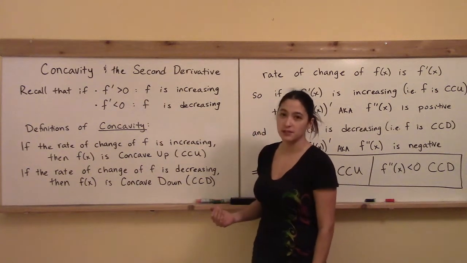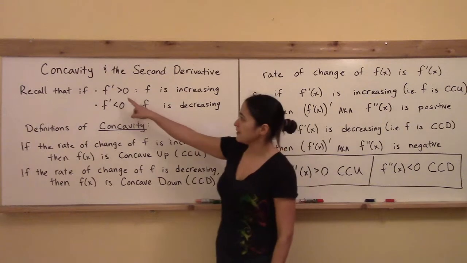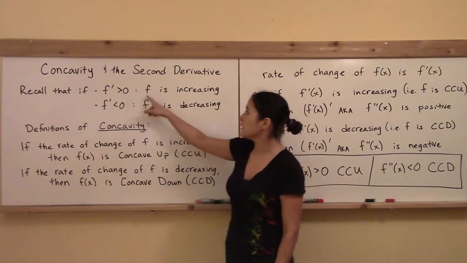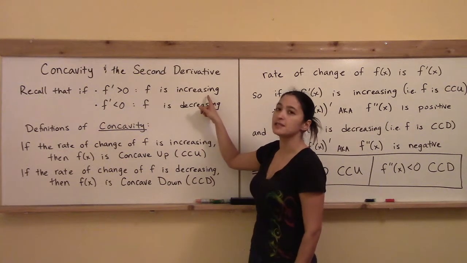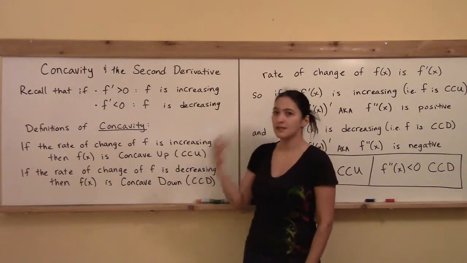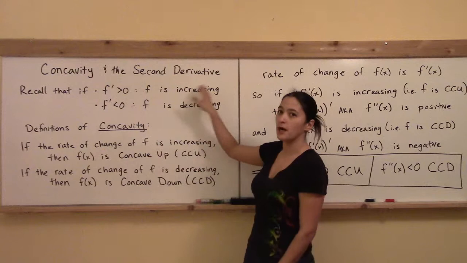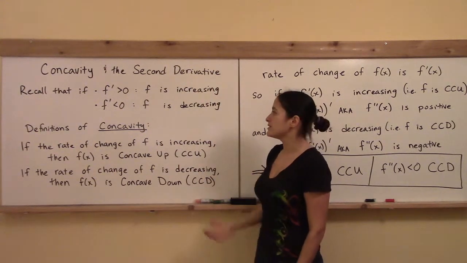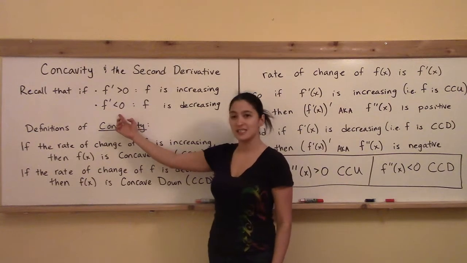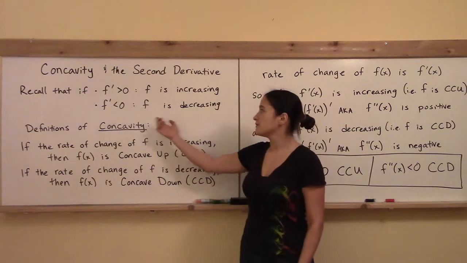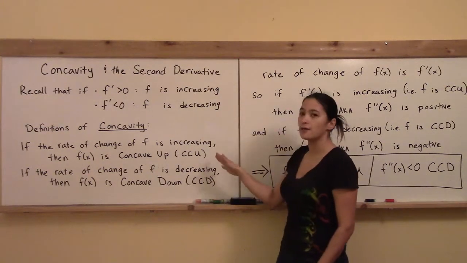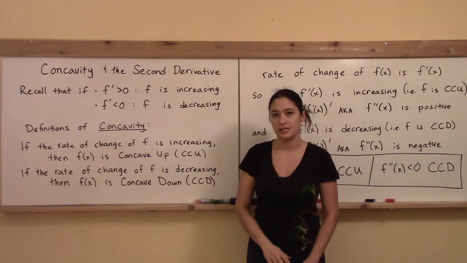Let's say we have some function f of x. If we know that the derivative f prime of x is positive or greater than 0, the conclusion is that f of x itself is increasing. That's the same thing as saying when the function is going up, the slope of the tangent line is positive. Likewise, if the derivative of f of x is less than 0 or negative, then the function itself is decreasing, and that's because when a function is going down, the slope of the tangent line is negative.